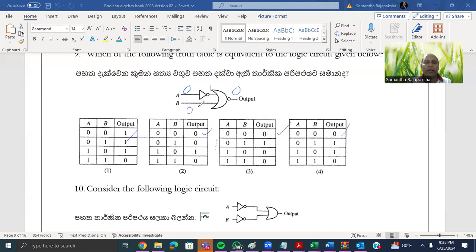When it is 0 and 1, this will be 1. 1 plus 1 is 1. The answer will be 0. This is okay. This is wrong. This is wrong. Therefore, the answer is this one. You can check the other parts also.